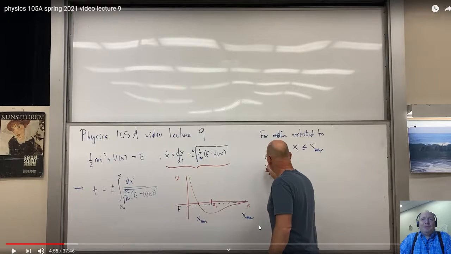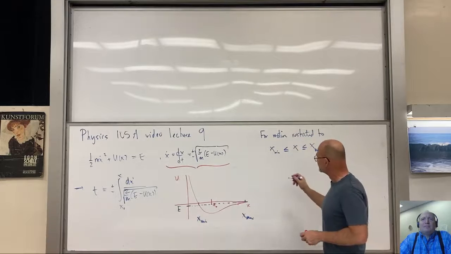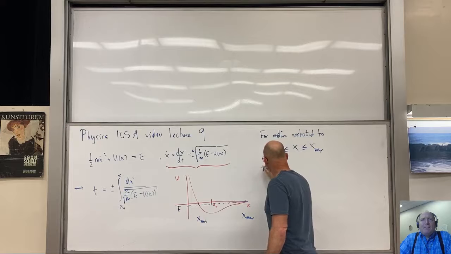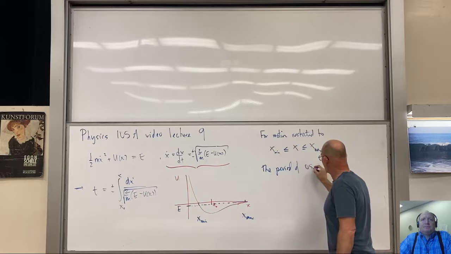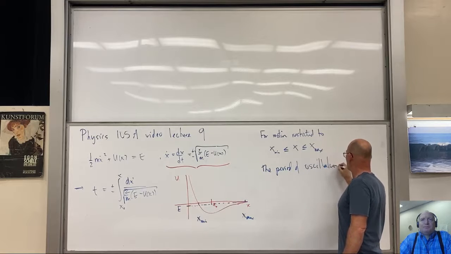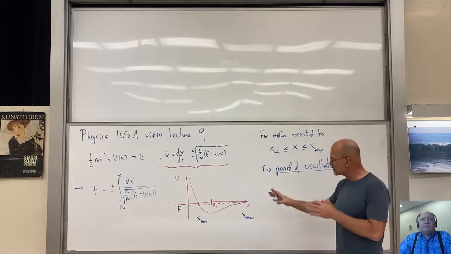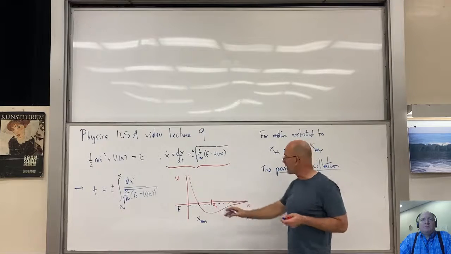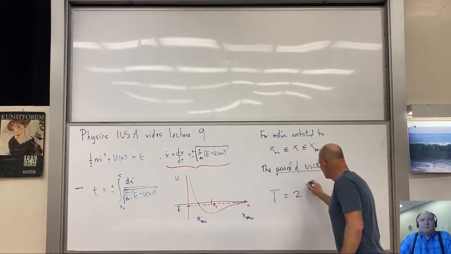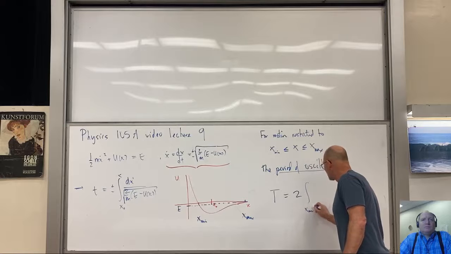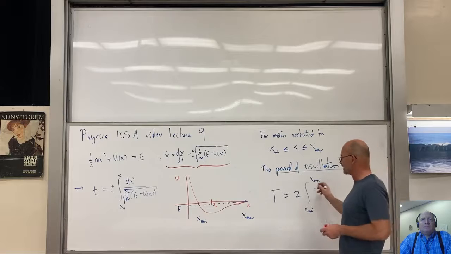I'll back up a little bit. For such a motion restricted like that, the period of oscillation, and by the way, this is not yet a harmonic oscillation, this is just a repeating motion as I'm describing here, the period of that oscillation would be T equals 2 integral from x min to x max. This updates the one I wrote up the other day.